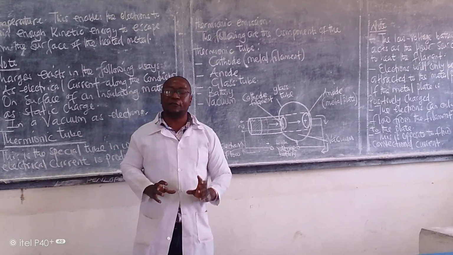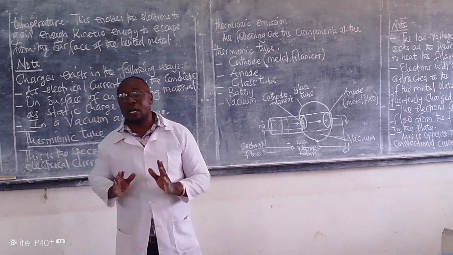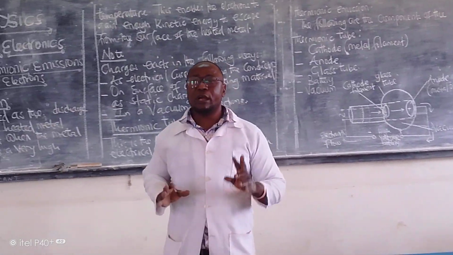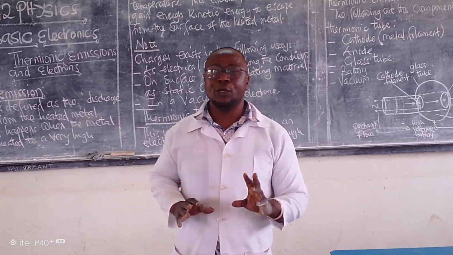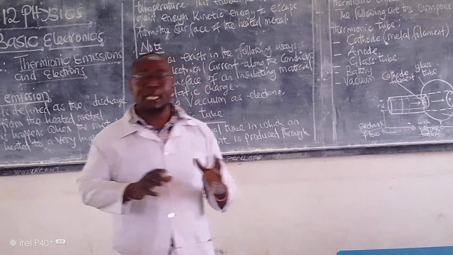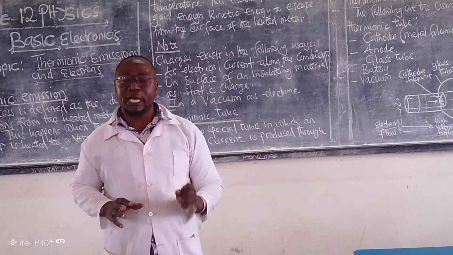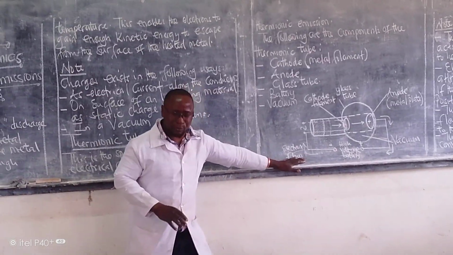Now, electrons flow from negative going to positive. It's different. We need to understand one thing there. We have 2 types of current. We have the conventional current, which flows from positive going to negative. And we have the electron flow, which flows from negative going to positive. So what we are talking about is the flow of electrons.